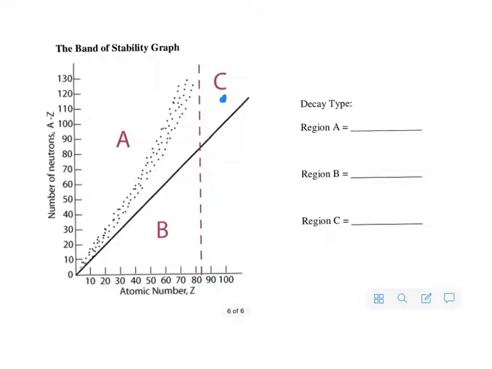Any atom past that dotted red line needs to move in sort of this path, and it needs to lose neutrons and also lose protons. And the only particle we had that was protons and neutrons was an alpha particle. An alpha particle is 2 protons and 2 neutrons, and so you would be losing both of those particles. So use the graph to answer those 4 questions on the bottom of page 21.